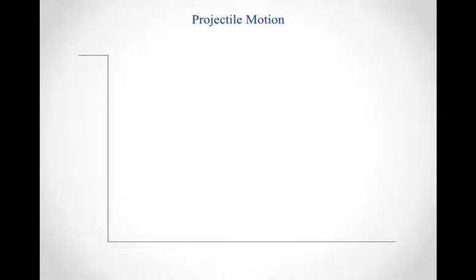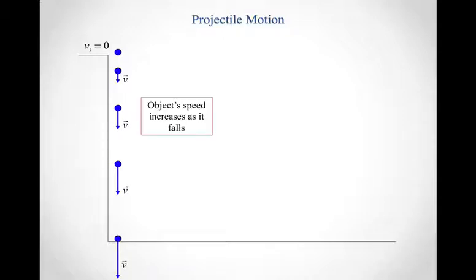So let's look at a couple examples. For starters, let's just drop something off the roof of a building. And so again, when I let it go, its initial velocity is going to be 0. As it falls, it's going to speed up. So it's falling down, it's traveling faster as it falls. The object's speed increasing as it falls tells me that the velocity and acceleration must point in the same direction on the way down. That makes sense because I know the acceleration points downward.